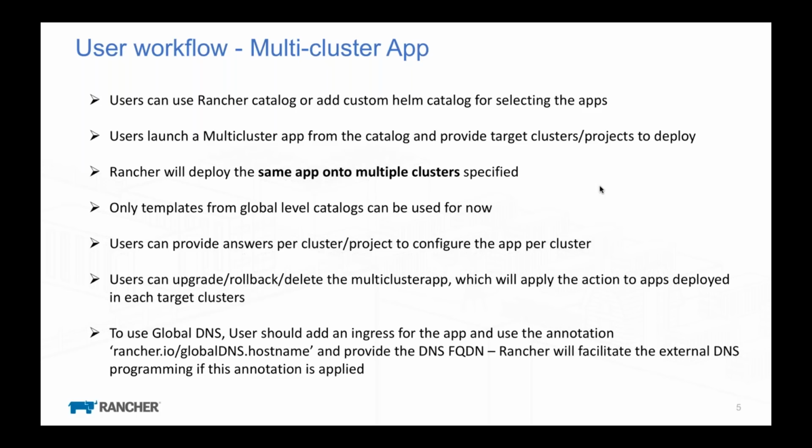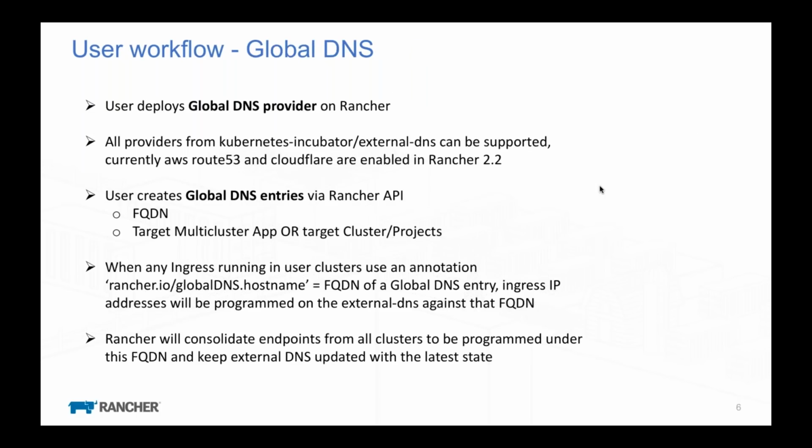For global DNS, the user needs to deploy two entities to start with. First, you have to launch a global DNS provider of your choice so that Rancher knows how to talk to the external DNS server of your choice. All the providers from the Kubernetes Incubator external DNS project are what Rancher is supporting. So currently with Rancher 2.2, Route 53 and Cloudflare have been enabled along with LEDNS.